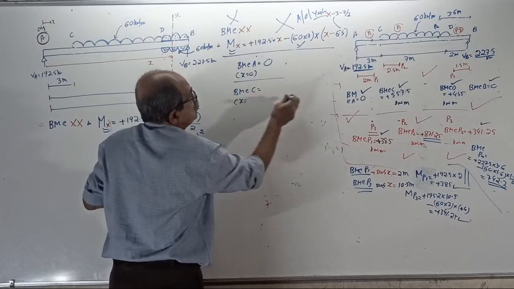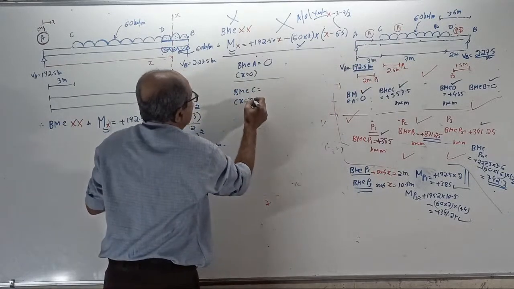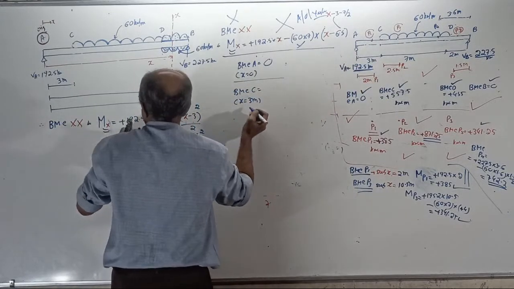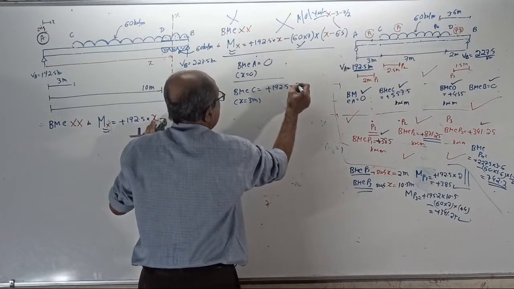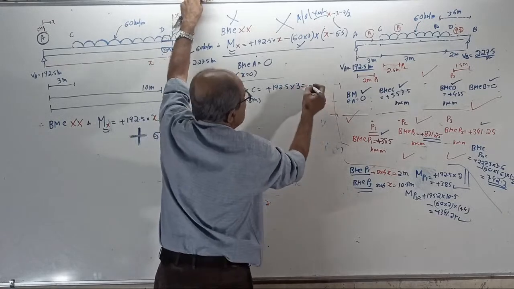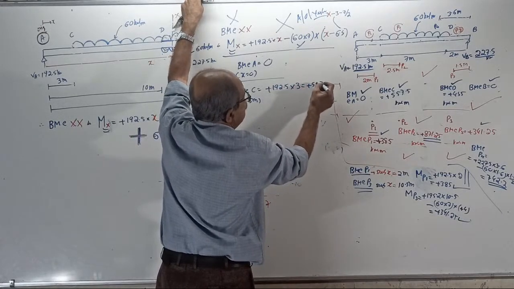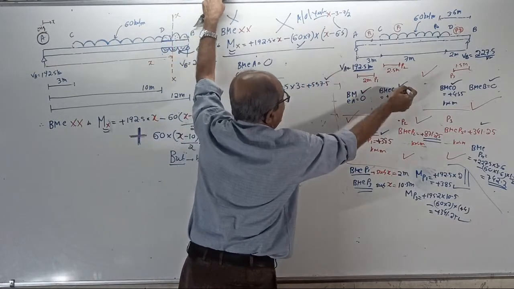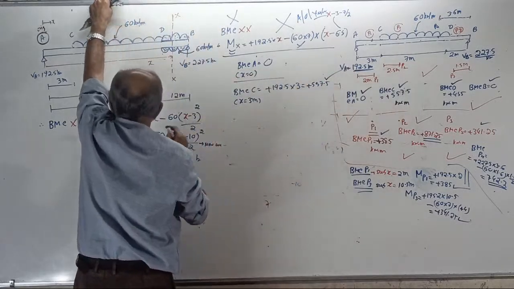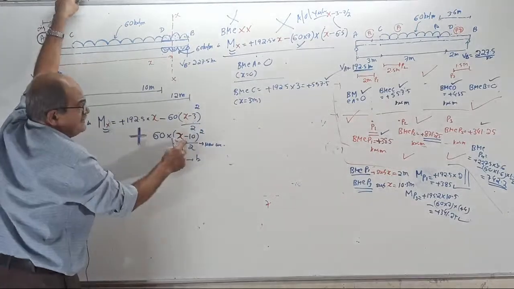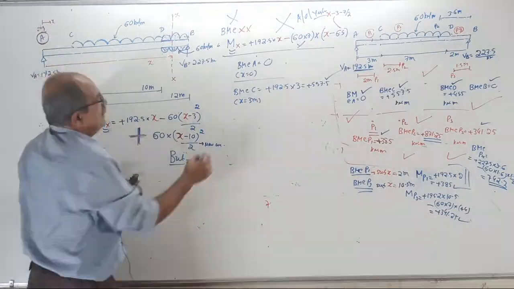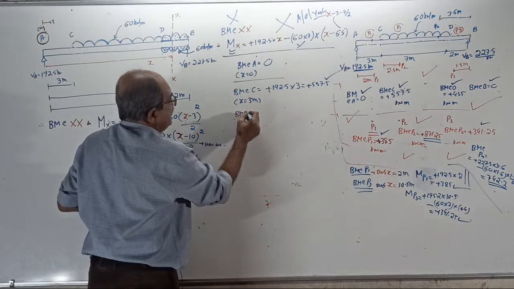Bending moment at C. Put x equal to 3 meter. Tell the answer fast. Plus 192.5 into 3, same as last time, equals plus 557.5. Tallying over. Because why? When you put x equal to 3, this is 0 and this term is not applicable. Over.